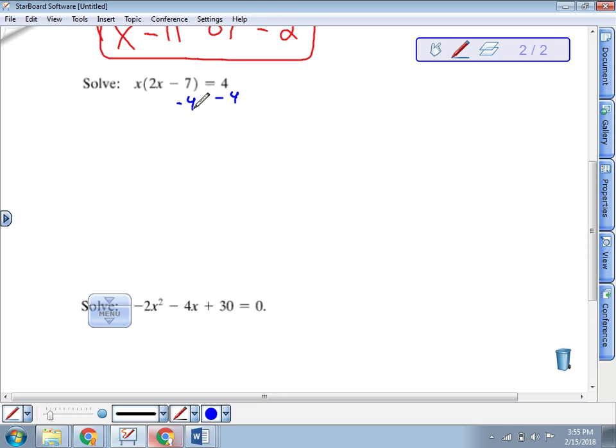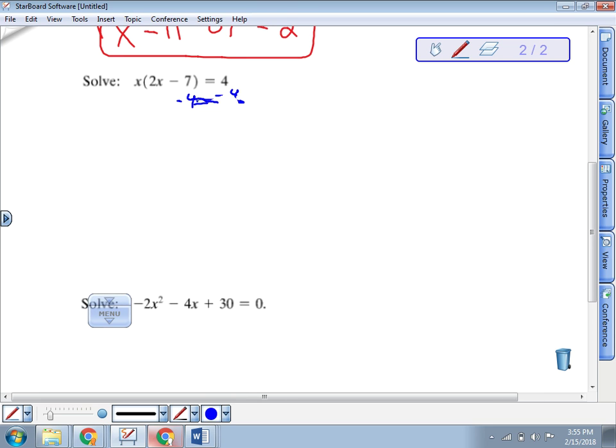Actually, on this one, I think I'm going to distribute, since it's not set equal to 0. Oops. The first thing I want to do is distribute first. So this is going to equal 2x squared minus 7x. I'm going to write a little neater here for you: 2x squared minus 7x equals 4.